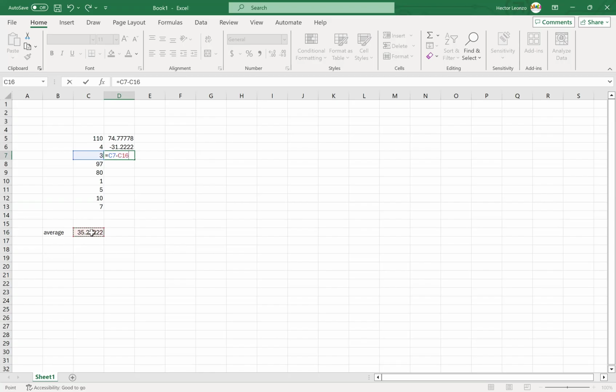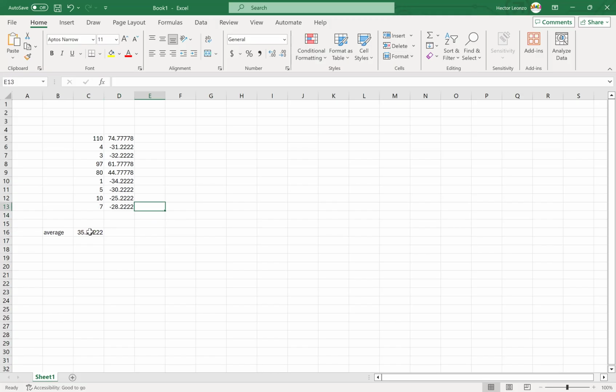3 minus the average. 97 minus the average. 80 minus the average. 1 minus the average. 5 minus the average. 10 minus the average. And lastly, 7 minus the average. So I found each deviation. So I have to square each deviation.